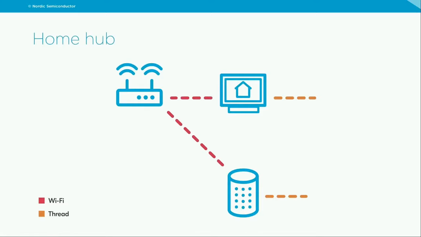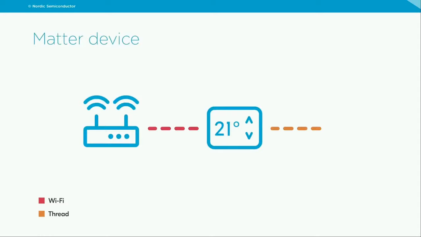Another approach is to add Thread border router functionality into a home hub, like a smart speaker or a smart display. Ecosystem providers use this approach to enable Thread for smart home before it is part of Wi-Fi access points. This approach is realized in devices like Apple HomePod Mini or Google Nest Hub Max second generation. Yet another clever approach is to add Thread border router functionality into a Matter device. Some more complex Matter devices, like some thermostats, can afford both wireless interfaces, Thread and Wi-Fi, and can thus extend the reach of the Thread network and serve as a Thread border router.